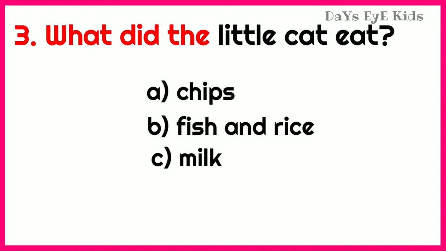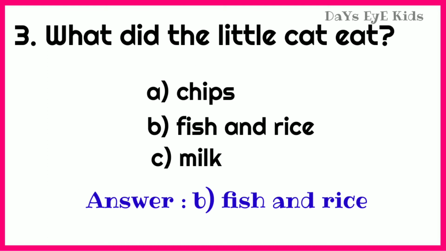Question number 3. What did the little cat eat? Option A, chips. Option B, fish and rice. Option C, milk. Answer. Option B, fish and rice.